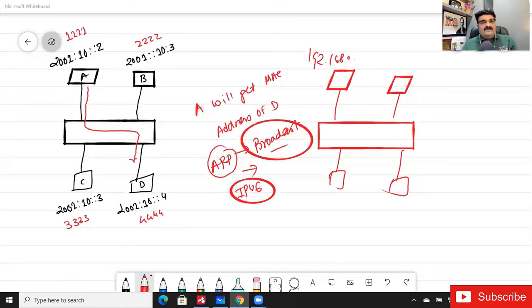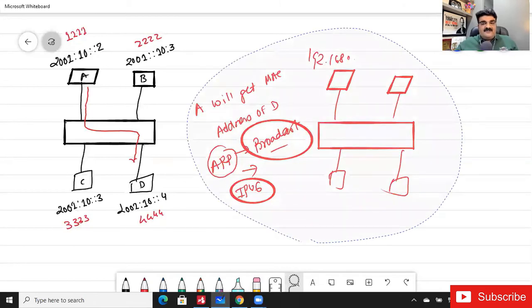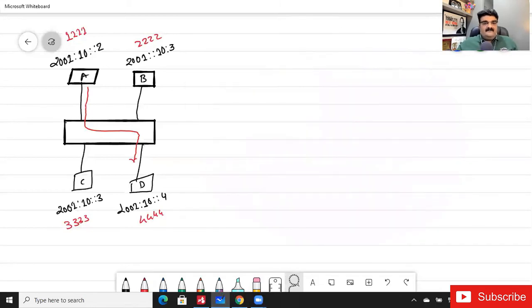Now the question is, if there is no broadcast and no ARP in IP version 6, how can A get the MAC address of D? Because it is required if you want to send data from A to D. In IP version 6 we have a process called ND, neighbor discovery. So instead of ARP in IP version 6 we have ND.